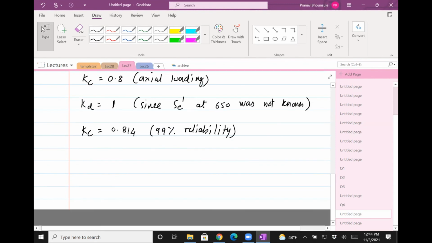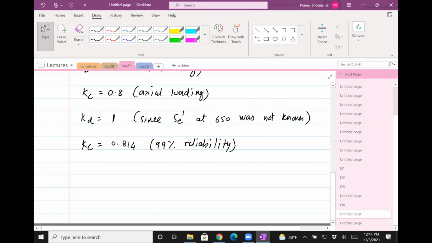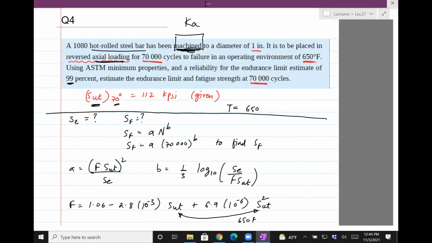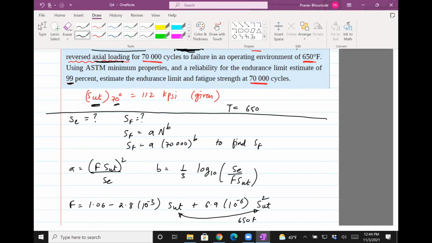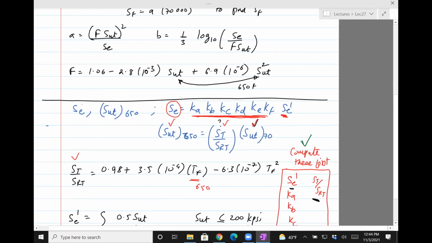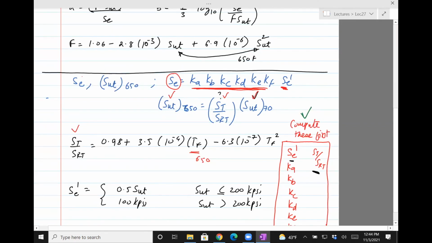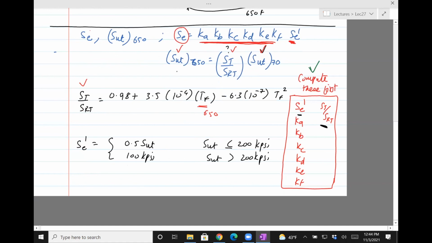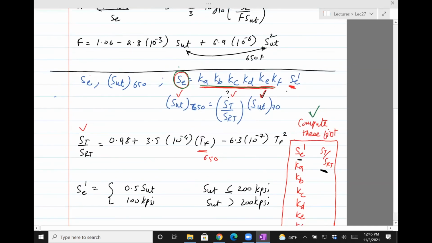Okay, so we're done with all the fundamental things we need to compute. Now let's go back to our list of things we needed to compute and check mark all the things we've done so far. So we completed this entire list. Now, we were trying to do all that because we wanted to find SE, which is now very easy because we have all these factors. And of course, KF is 1, which I did not mention. If you're given KF, you'll be explicitly told what KF is. KF is a miscellaneous factor. SC prime has been computed, so SC is very easy.